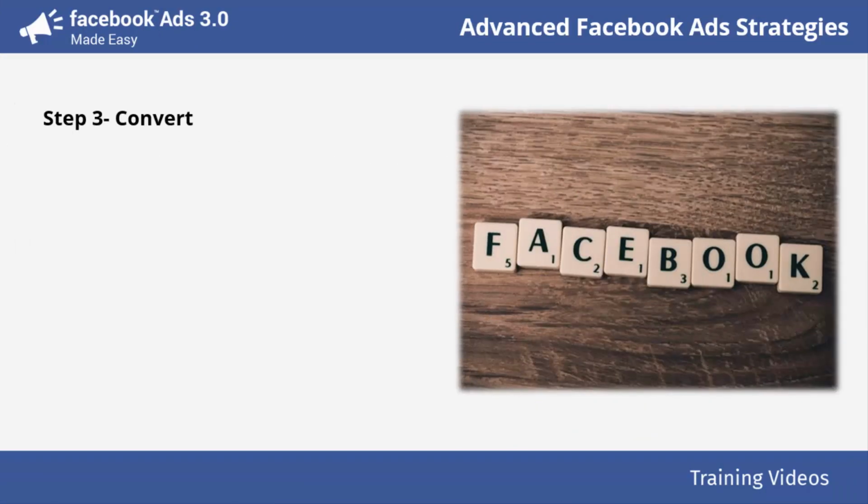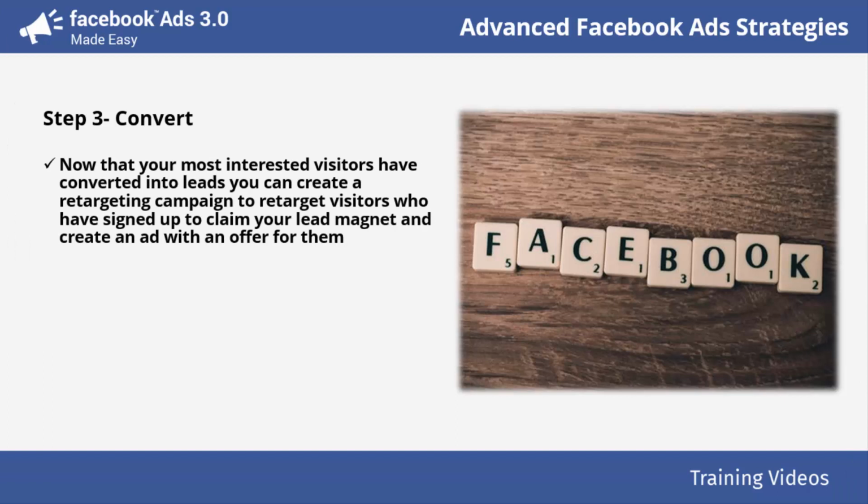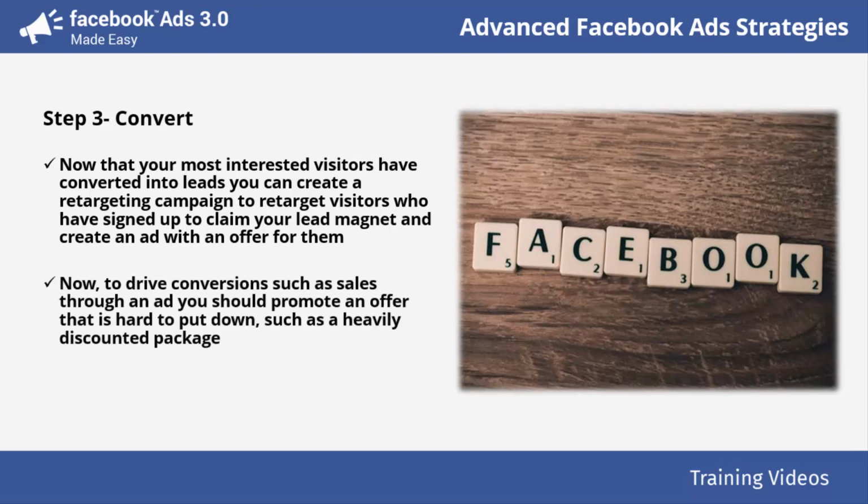Step 3. Convert. Now that your most interested visitors have converted into leads, you can create a retargeting campaign to retarget visitors who have signed up to claim your lead magnet and create an ad with an offer for them. Now, to drive conversions such as sales through an ad, you should promote an offer that is hard to put down, such as a heavily discounted package.